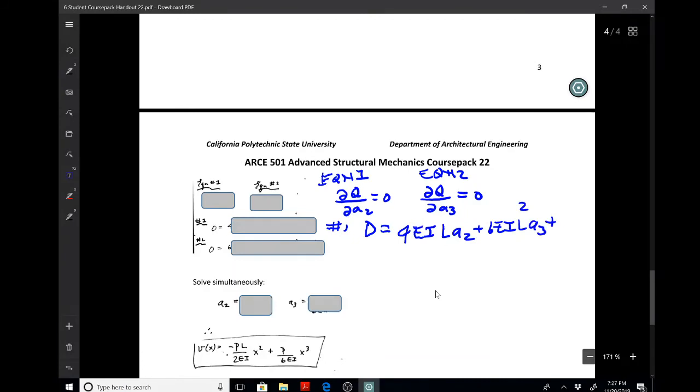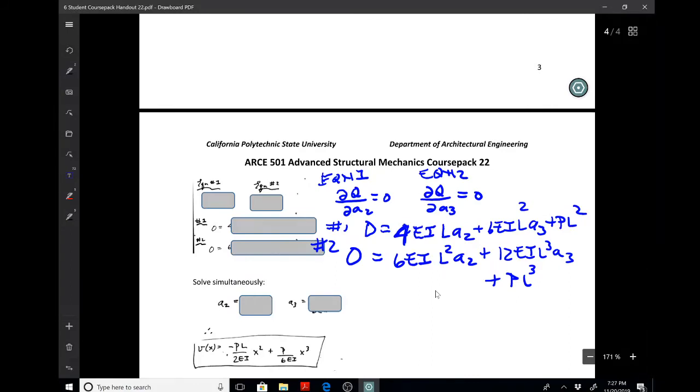A3 plus PL squared. And then number 2, 0 is equal to, sorry, that was a little sloppy, 6 EI L squared A2. And the units work out, you'll see in a second here, plus 12 EI L cubed A3 plus PL cubed. And that's why the units work out, because I have a PL cubed in equation 2 and a PL squared in equation 1.